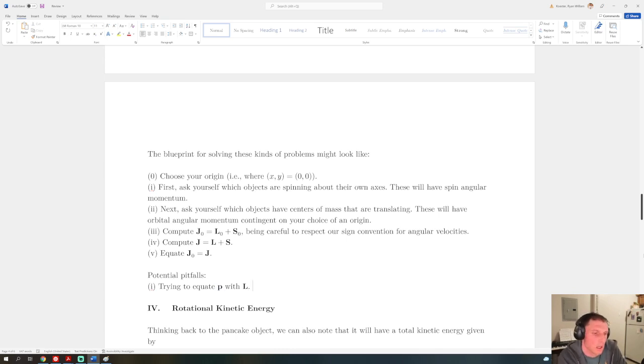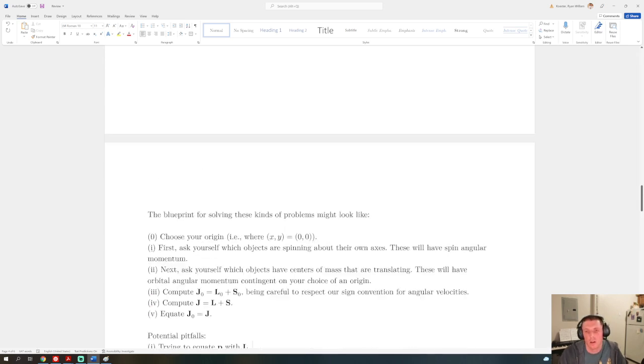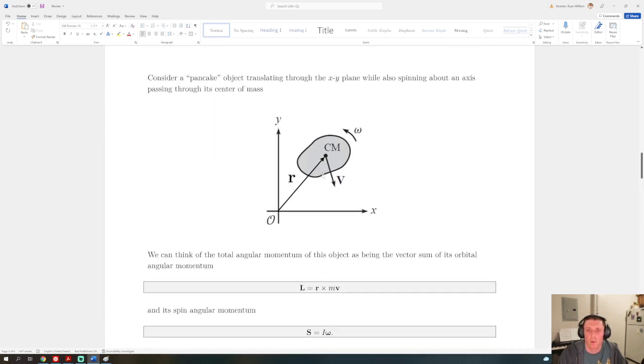Let's see, so for the pancake example, where would be the angle you use? The angle I would use would be, I would take my r vector and reposition it, so now its tail is here at the center of mass, and then it would be the angle between the r vector and the v vector. That's what I would do.